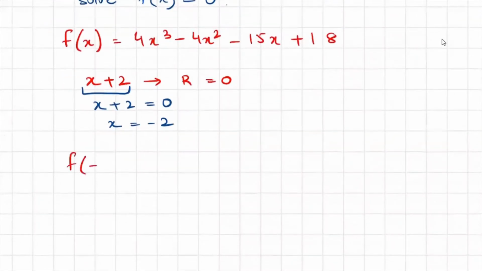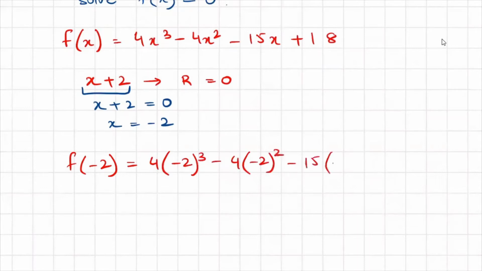So f(-2) equals 4 times (-2) cubed minus 4 times (-2) squared minus 15 times (-2) plus 18. Please make sure you show proper working for this. Use your calculator and find the answer. When you put in the values in the calculator, the answer you will be getting is 0. Since you're getting 0, that means you have proved that yes, it is a factor.